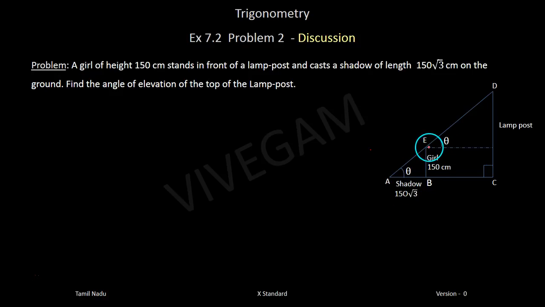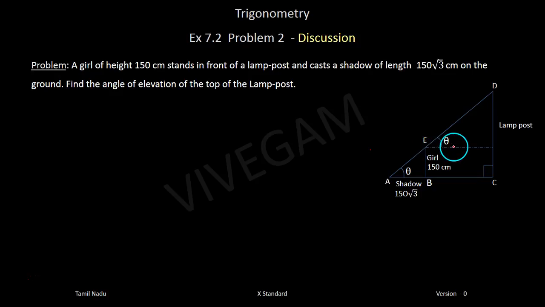Okay, and what is the angle of elevation? It's always from the eye line actually. So this is the girl. Let's say this is her eye level. Okay, actually it will be here, but for our practical purposes we'll take this. So this is her eye level. So she will be looking up at the lamp post. So this angle is the angle of elevation.